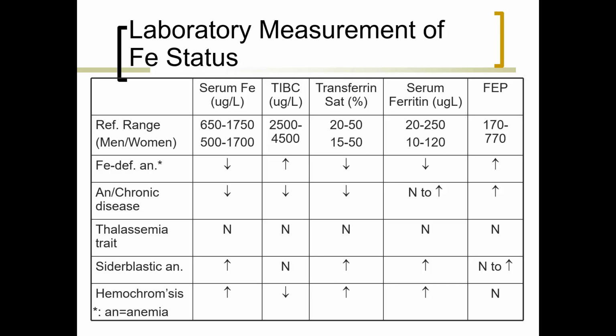This is a table that you can take a look at, and you can look at different disease stages and the reference range for the various compounds and whether it's increased, decreased, or normal. So spend some time reviewing this table.